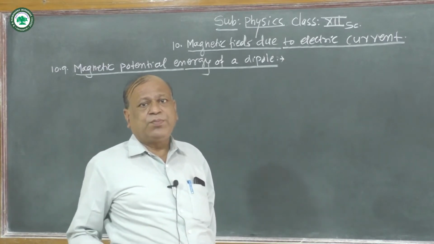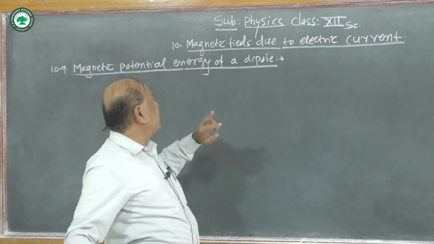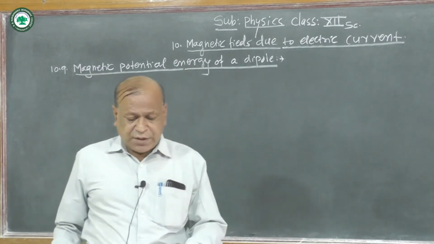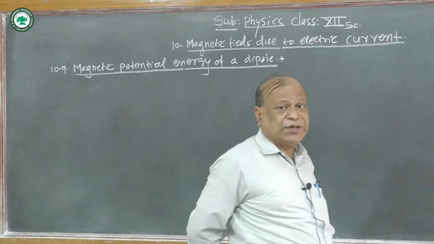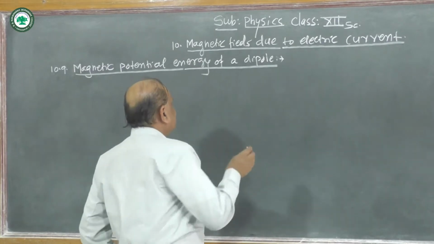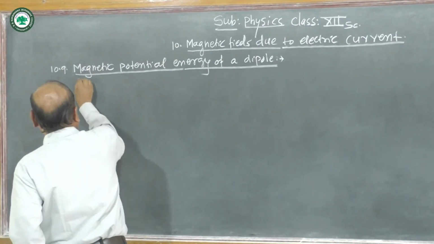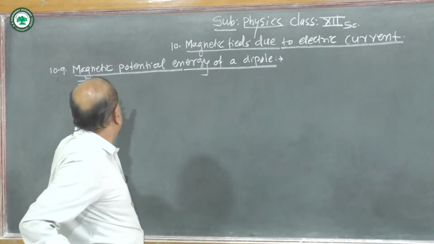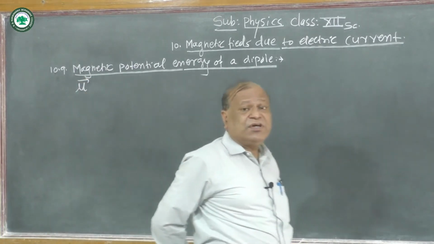This is my fifth lecture on topic number 10 for 12th standard, magnetic fields due to electric current. In the previous lecture, we saw the magnetic dipole moment, which is denoted by the symbol mu. It is a vector quantity. Today we have to study the magnetic potential energy of a dipole.